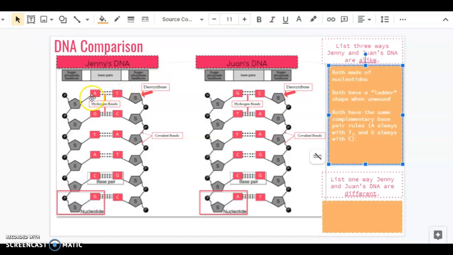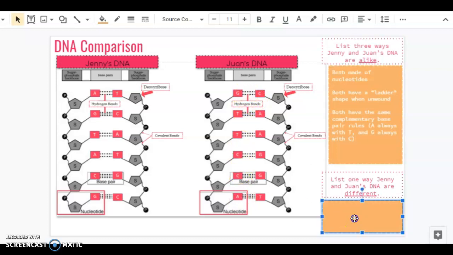But in Jenny's DNA, we have on the left A, G, T, A, C, G. That's the sequence of the bases on the left. In Juan's, we have G, T, T, C, C, A. So the sequence of the base pairs, even though they have the same number of them, is different.